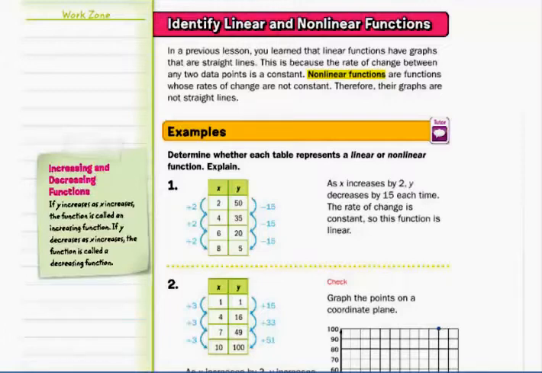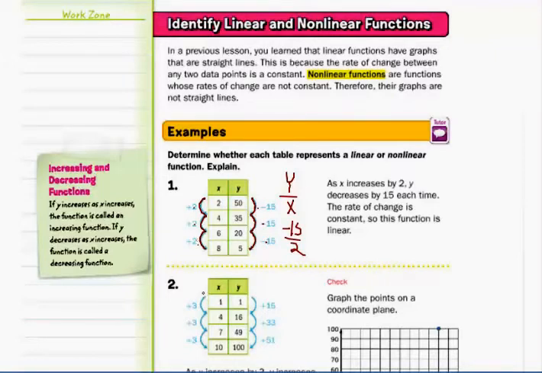It says determine whether each table represents a linear or nonlinear function. Again, we've done this before. So remember, it's always the change in y over the change in x. This changed by 15, this changed by 15, this changed by 15 between each of these, and the x changed by 2. So what is the rate of change? Negative 15 over 2. Now, it didn't ask you what the rate of change was. It just says, is it linear? So if it is constant every time, it is linear. That's why 1 is a linear function.